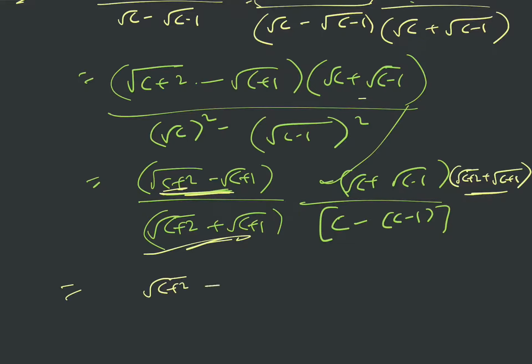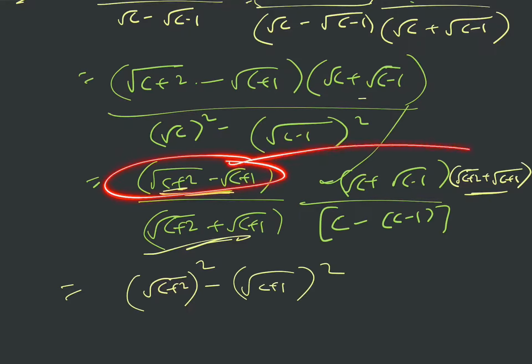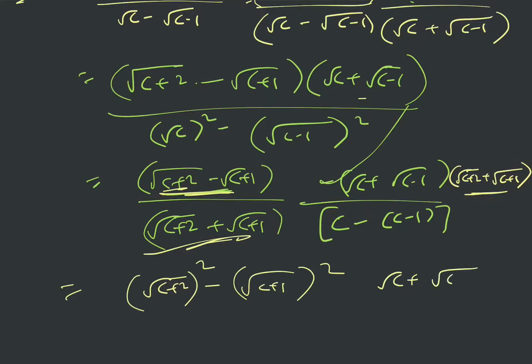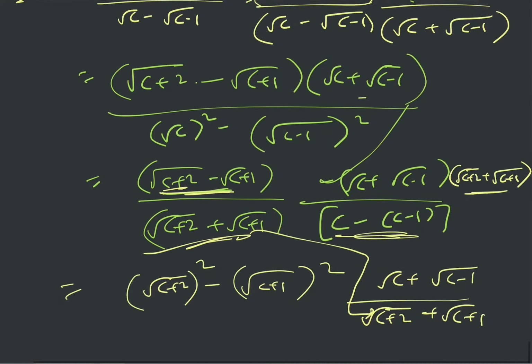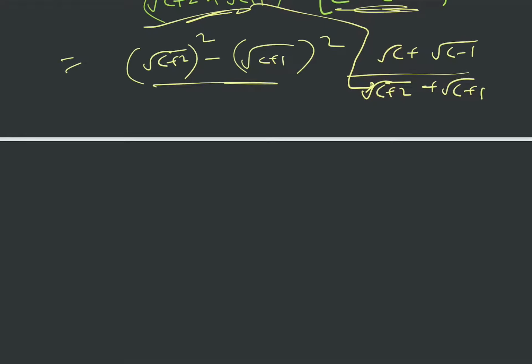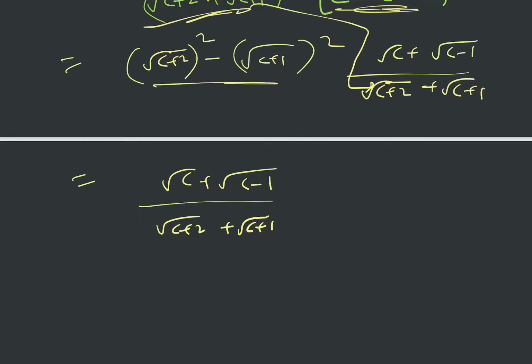So this is root c plus 2 whole square minus root c plus 1 whole square. So multiplying this thing with this, okay, and this is root c plus root c minus 1 divided by, this is 1, right? So and this is root c plus 2 plus root c plus 1, this thing as it is, right? So and this is also 1. So finally you have root c plus root c minus 1 by root c plus 2 plus root c plus 1.